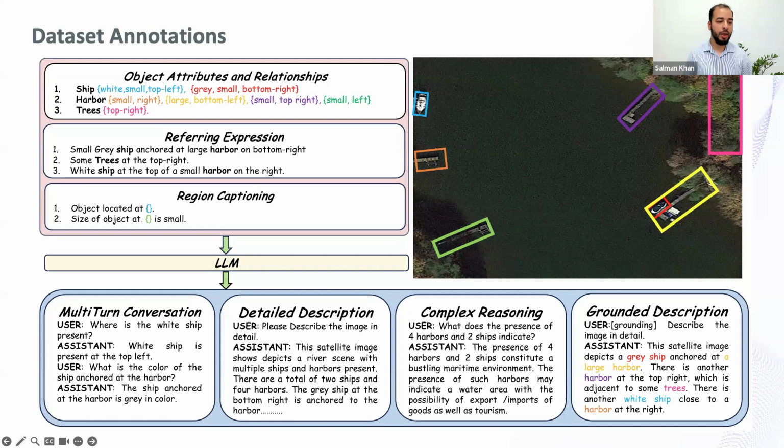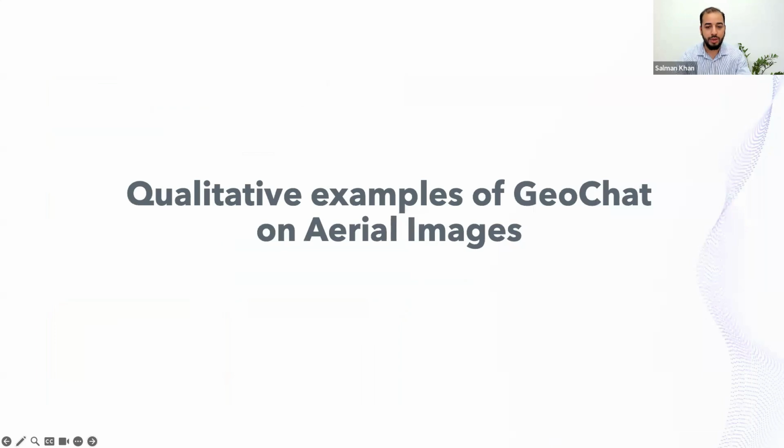For each bounding box, we can ask for a caption indicating the size of the object. This is small, this is located at this particular location, this is the color of this object, and all of that information is used to train the model on the region captioning task. All of this is passed through the LLM, and this enables the large language model to converse with the user towards several downstream tasks, which include multi-turn conversation, detailed descriptions, complex reasoning, and grounded description tasks as well. So this is basically the data pipeline, and with this I would like to show some qualitative examples of GeoChat on aerial images.